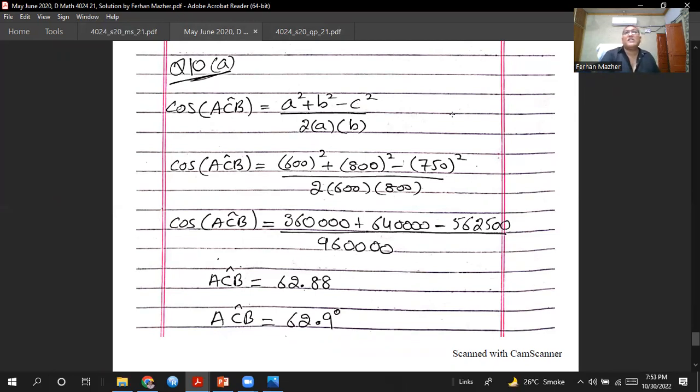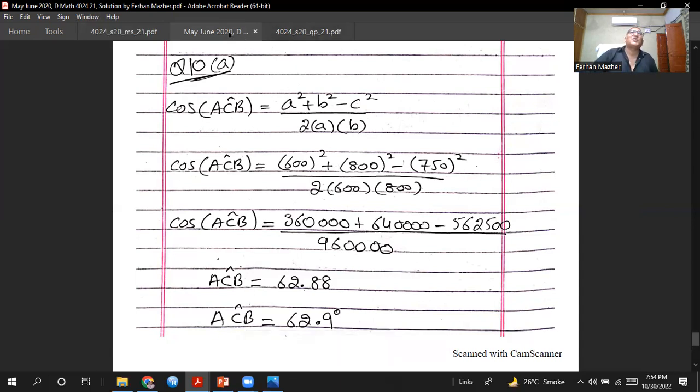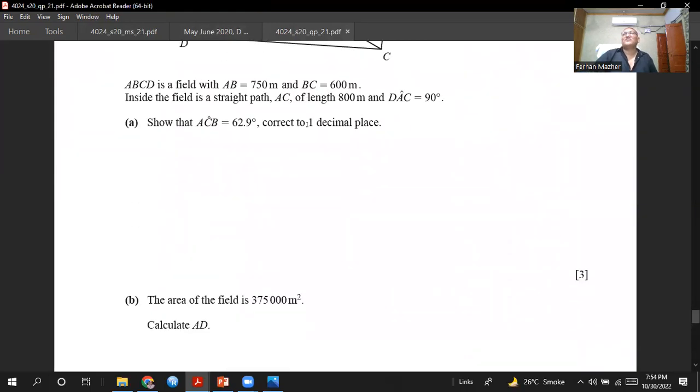So the cos of ACB will be equal to 600 square plus 800 square minus 750 square, whole thing divided by, in the denominator, 2 multiply 600 multiply 800. Take this cos to the other side. Whatever is the answer of this fraction, the cos will go on the other side and become cos inverse. So take the cos inverse of the answer of this fraction, and you will get at the end 62.88, which is 62.9. So this was how you show that the angle is this. Okay, so that was a 3 marks question, very simple, straightforward.